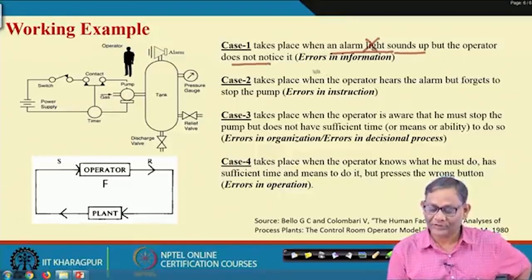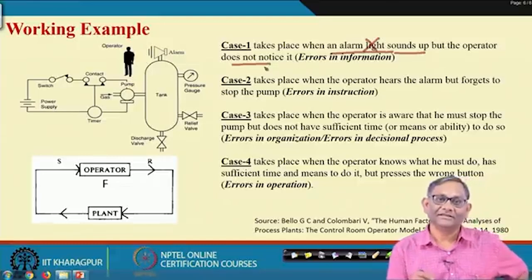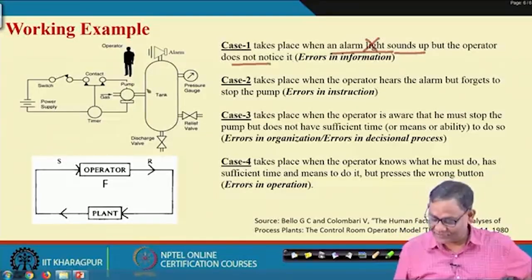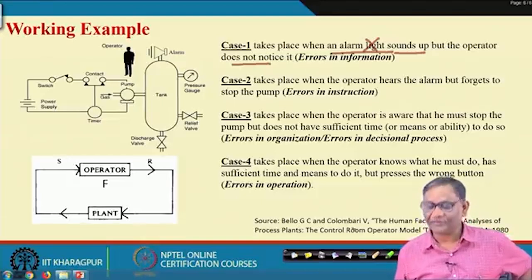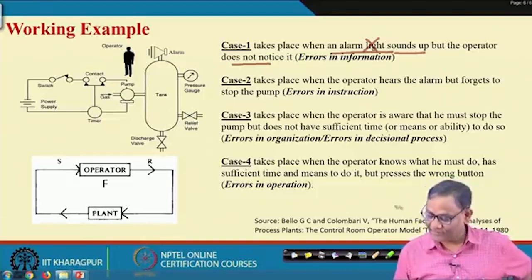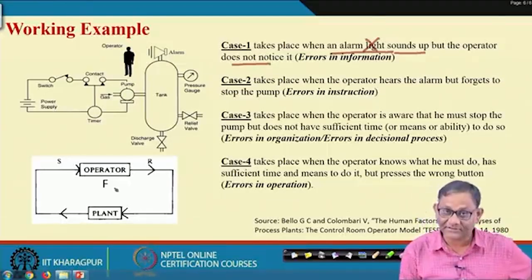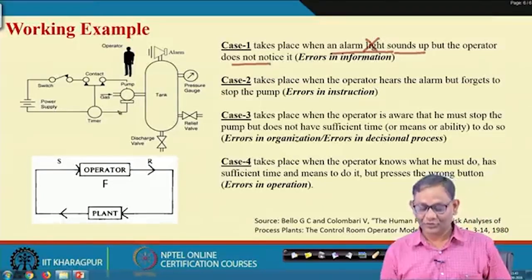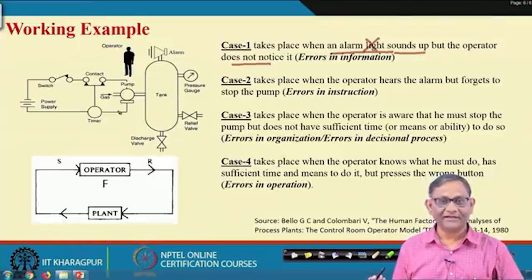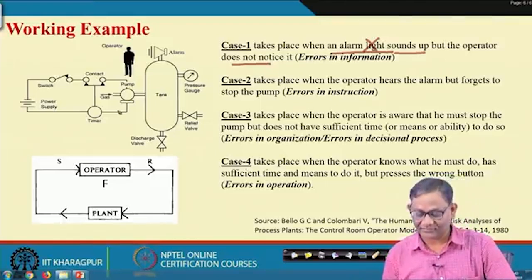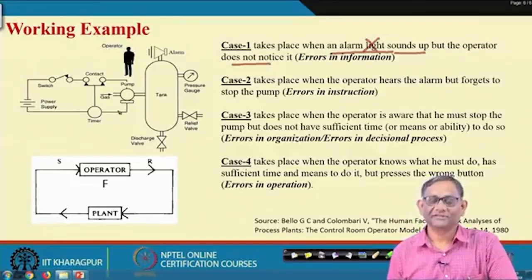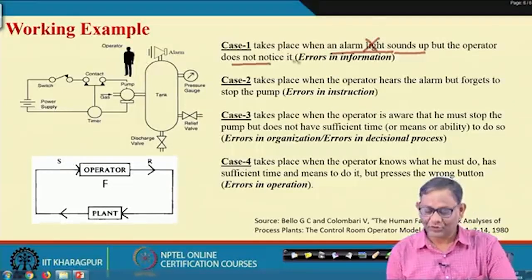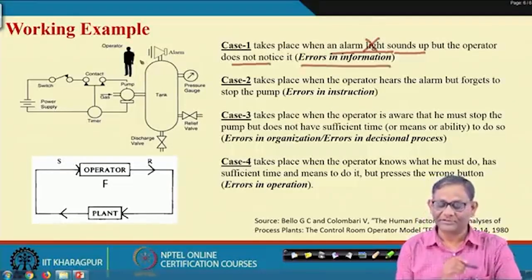So, this is the way I interpreted the things. This example is not taken from Bello and Colombari, this book. I have taken the concept and then put it into the pressure tank example. If you find that it is not correct, you can raise it in the discussion forum. But anyhow, I think it is correct. So, error in information, an information problem.